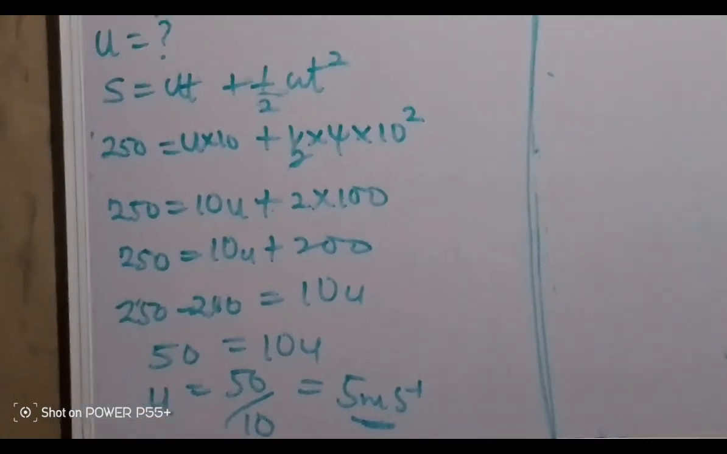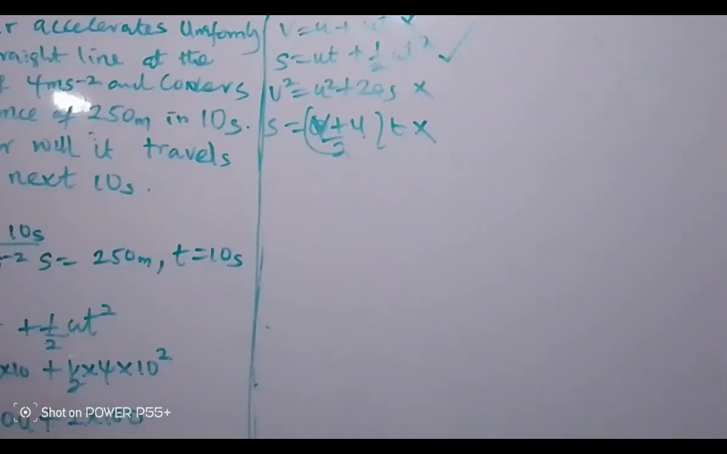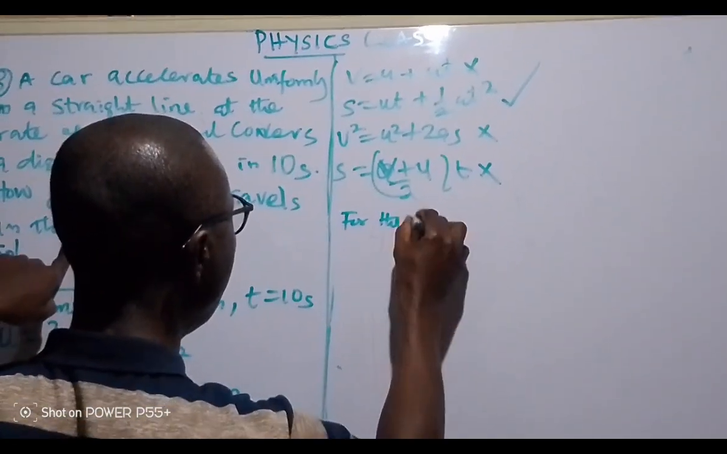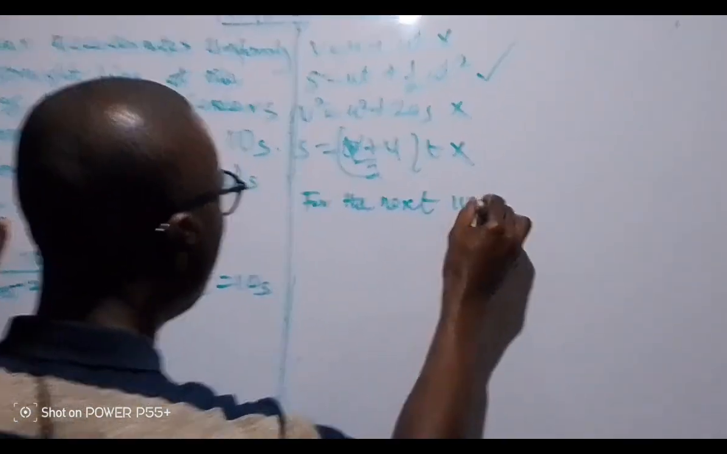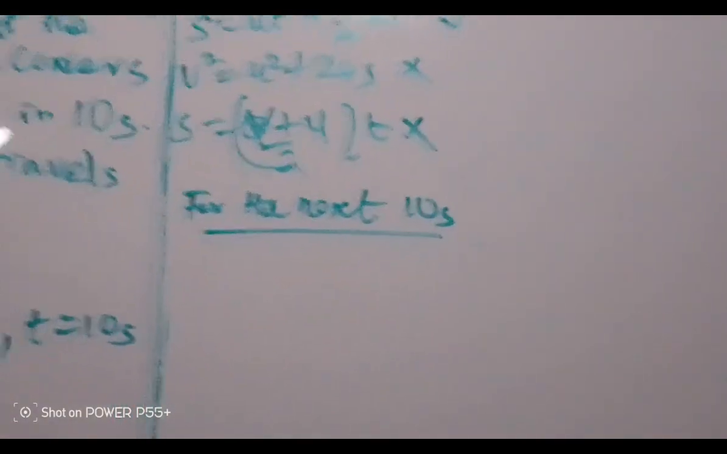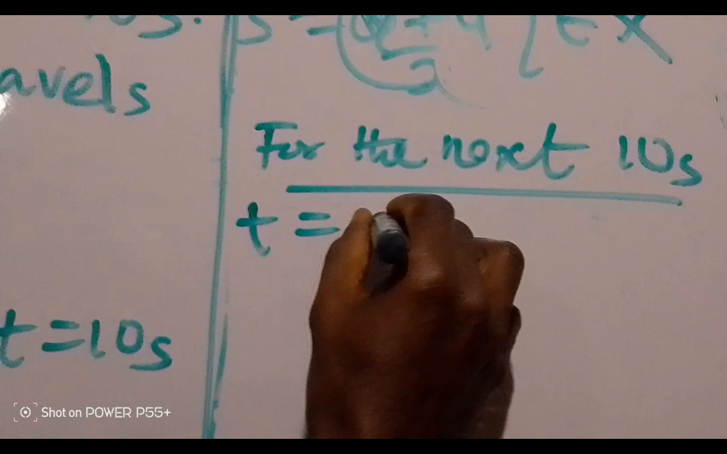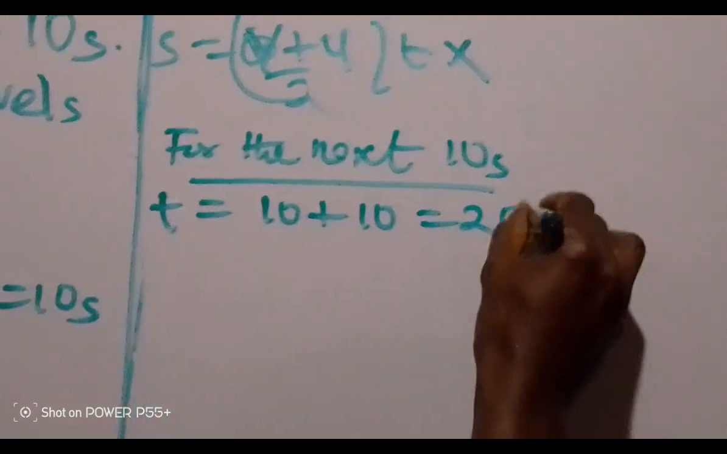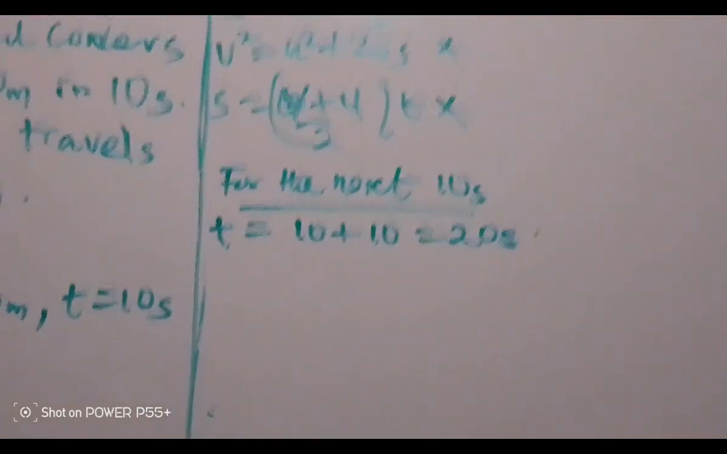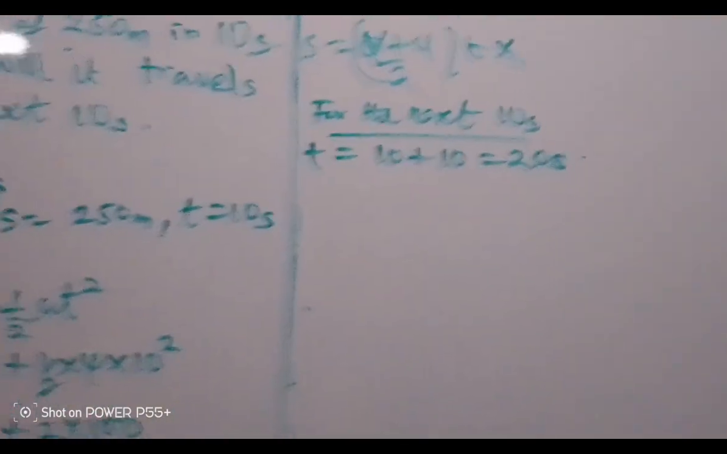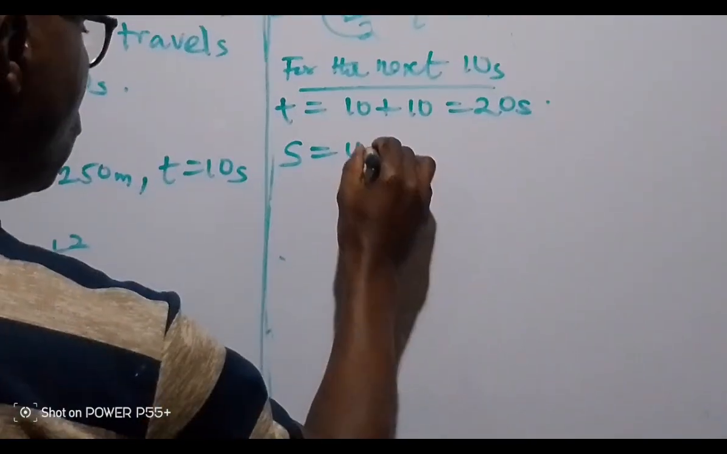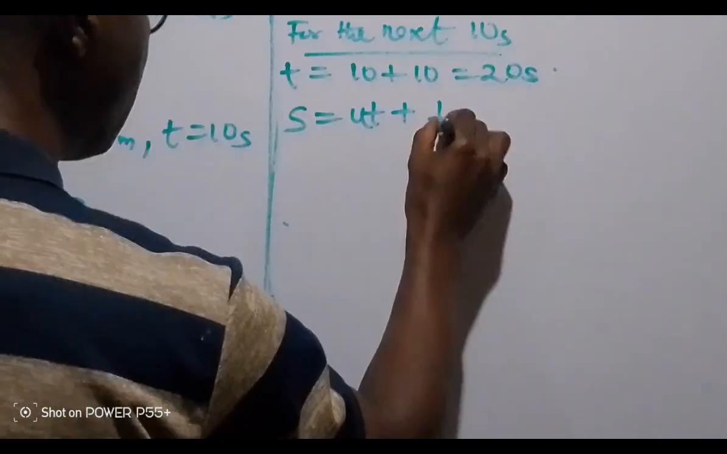That's the initial velocity that we need. The second part of the question, for the next 10 seconds: the total time will be equal to 10 plus 10, that will be equal to 20 seconds. We want to calculate how far now. So use the same formula: s is equal to ut plus half at squared.